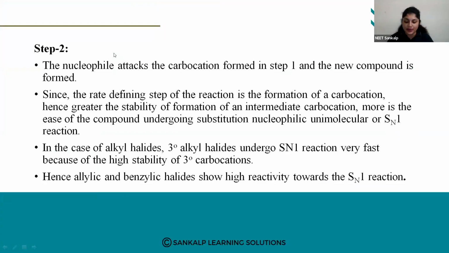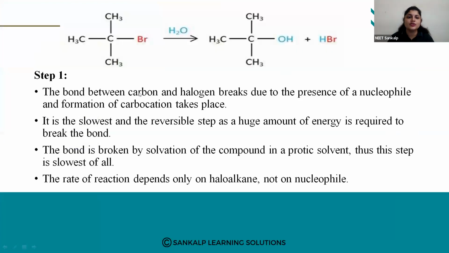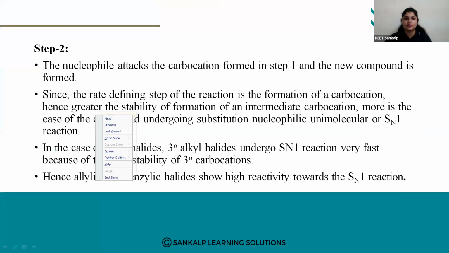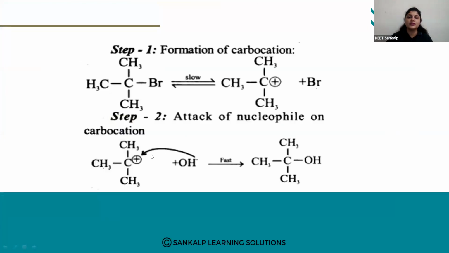So here what is happening? Here you can see the reaction. This is the attack of the nucleophile. In the first step, the carbocation is formed. Now, the nucleophile, which is formed from the first step, that is OH minus, will attack the carbocation, and you get your product, that is tertiary butyl alcohol. This is the product which is formed.